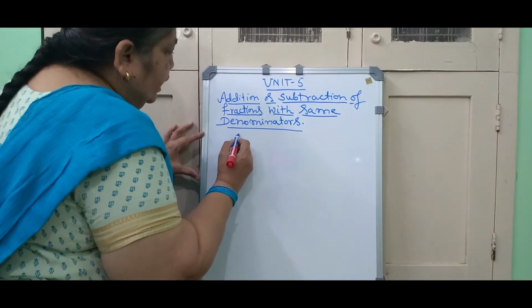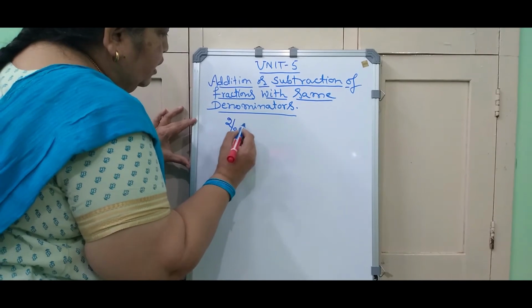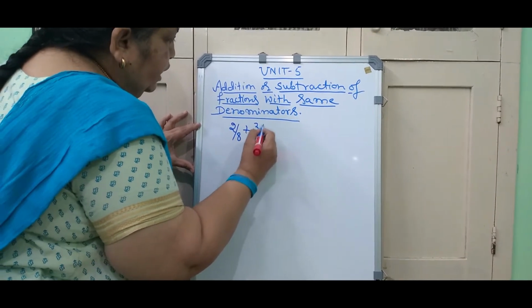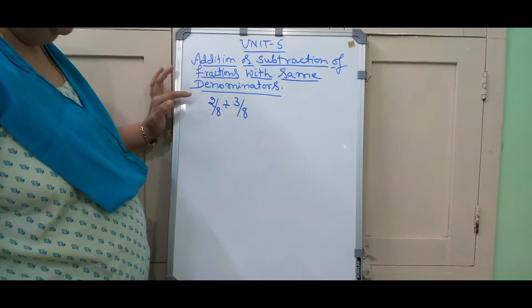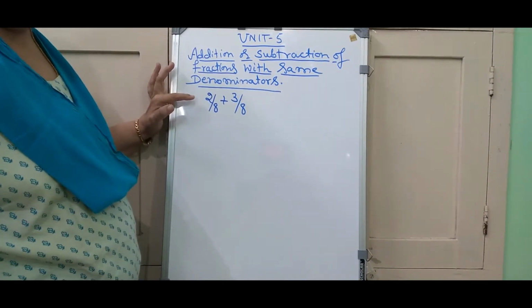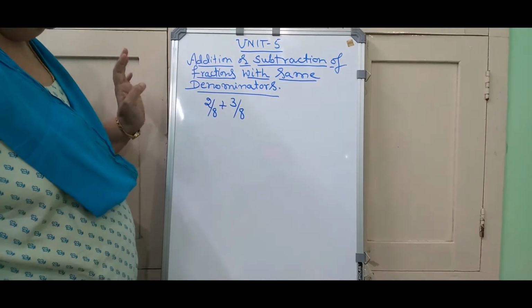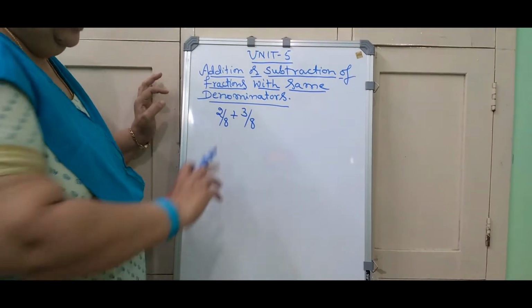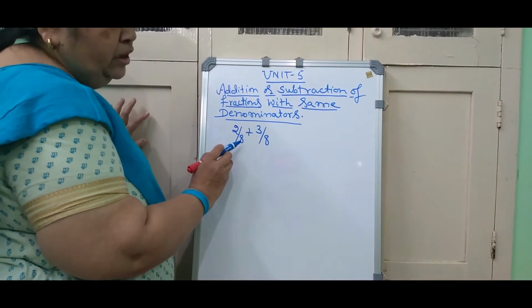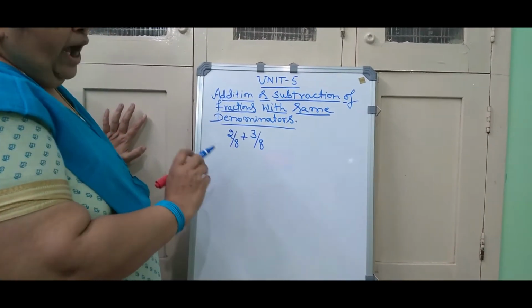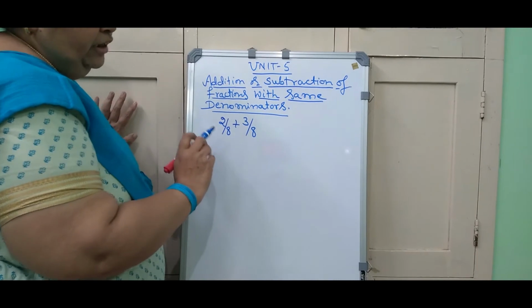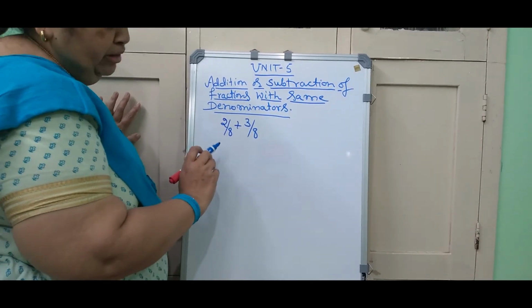Now, let us consider the example. See, 2 by 8 plus 3 by 8. Here there are two fractions. You can observe 2 by 8 is the first fraction and 3 by 8 is the second fraction. In between these two fractions, plus sign is there. So here to add these fractions, it is very easy and very simple.